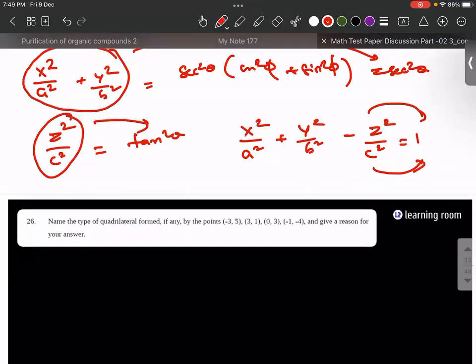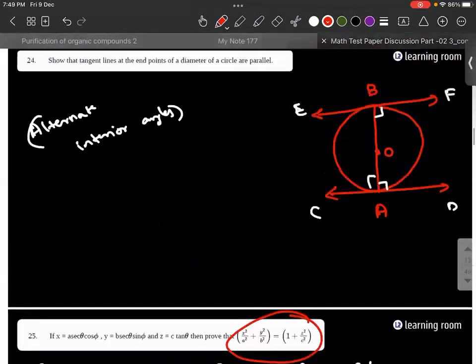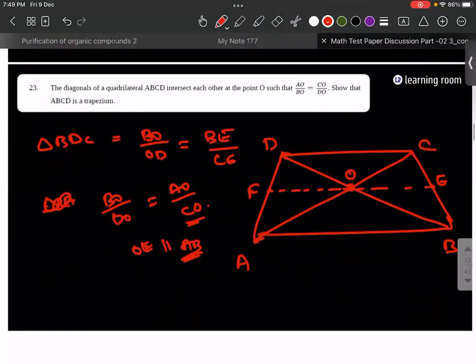Sir, I have a doubt in the 23rd sum. Tell me. Sir, here we are supposed to prove AB is parallel to DC, right? Then we'll just prove it's a trapezium, right? Yes, that's it. Sir, why can't we just prove triangle AOB is similar to DOC, and then just say angle ODC is equal to angle OBA, and then angle OAB is equal to angle OCD, and just say DC is parallel to AB?